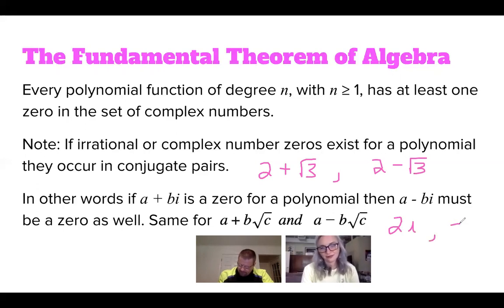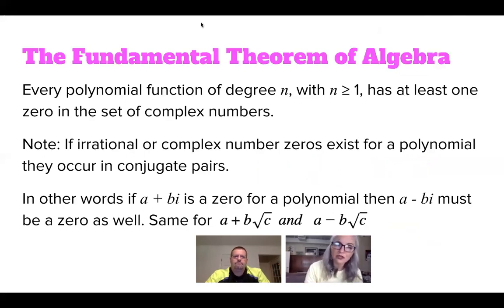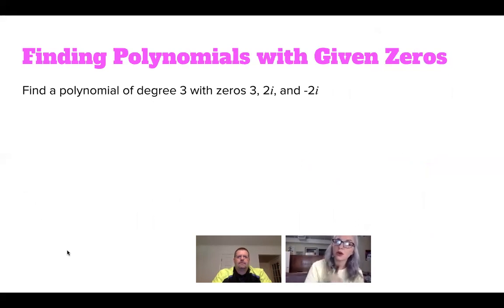So we're going to get 2i and negative 2i as samples, and 2 plus the square root of 3 and 2 minus the square root of 3. They always have to come in pairs. Just to be clear, your whole numbers don't have to come in pairs. If 2 is an answer, negative 2 does not have to be an answer. It's just when it has a square root or an imaginary.